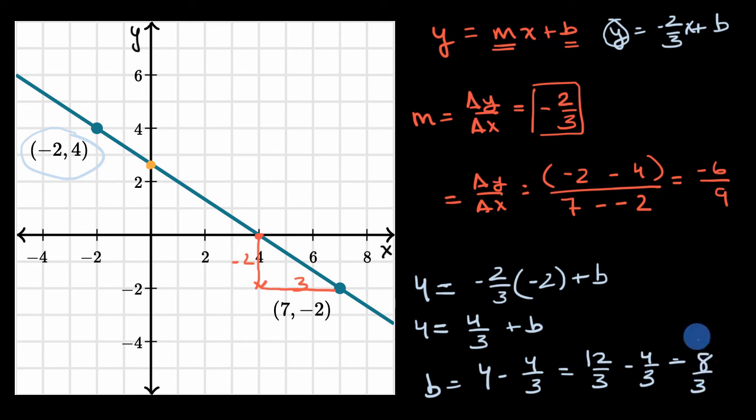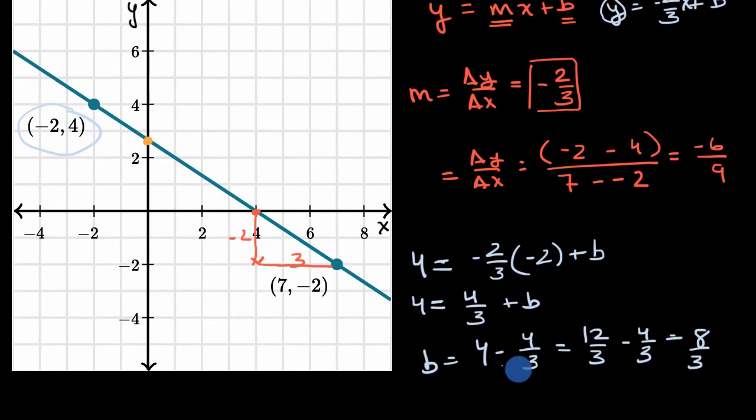And 8/3 is the same thing as, let me scroll down a little bit, let's see, 3 goes into 8 2 times with the remainder 2. So it's 2 and 2/3, which is exactly what it looks like we have right over here. Our y-intercept right over there is at 2 and 2/3. And we're done.